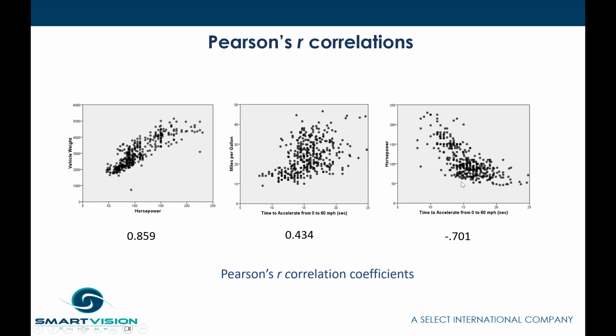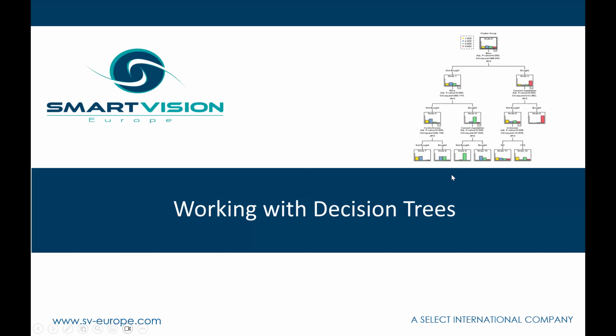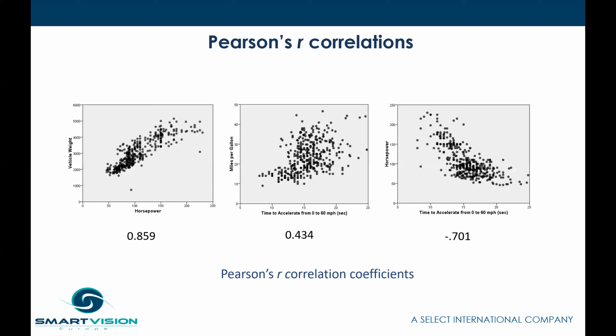Or pain medication against a pain score. So you'd expect a negative relationship here. So this is a strong negative relationship. And you can get situations where you have very, very weak correlations that are very close to zero.